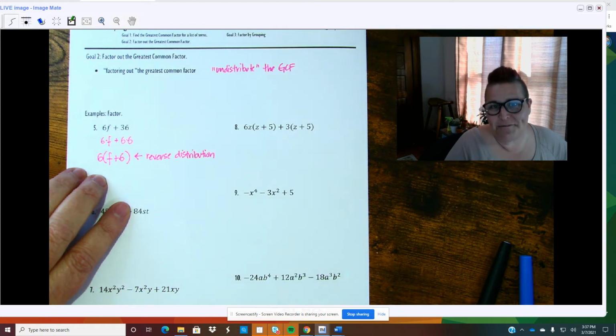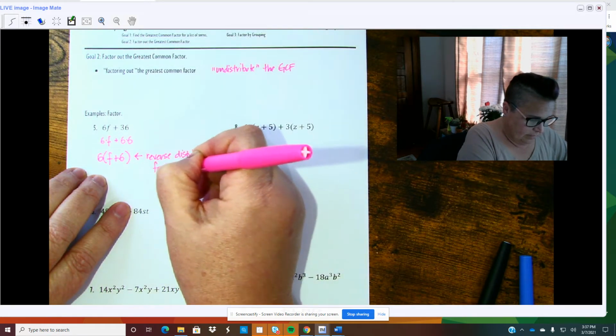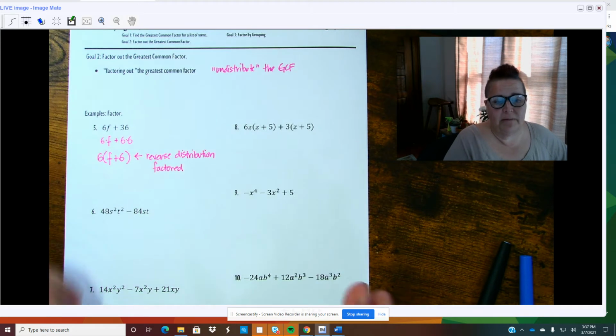This is actually distribution, but we tend to think of it in the beginning of your algebra career as reverse distribution, because we're actually doing what you know is distribution in reverse. This is factoring. Okay, there are no other common factors. This is as far as it can go.